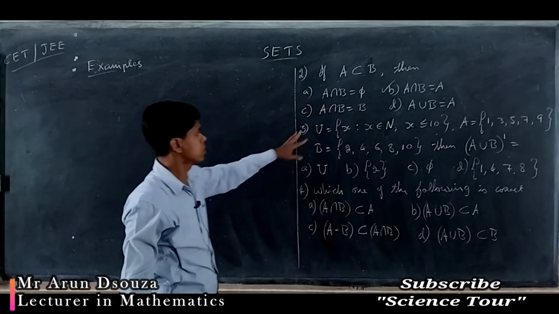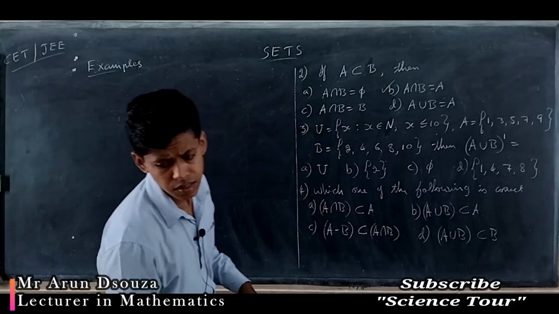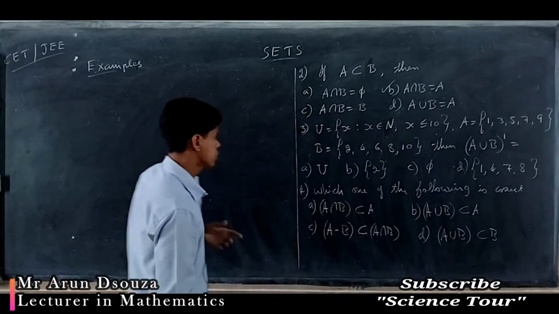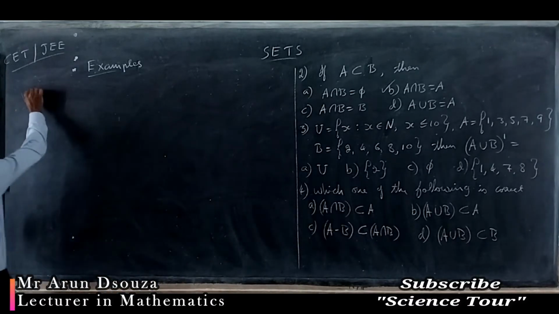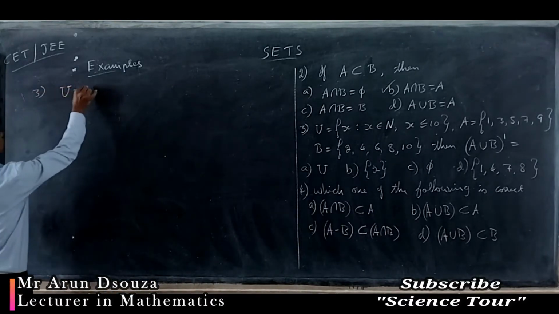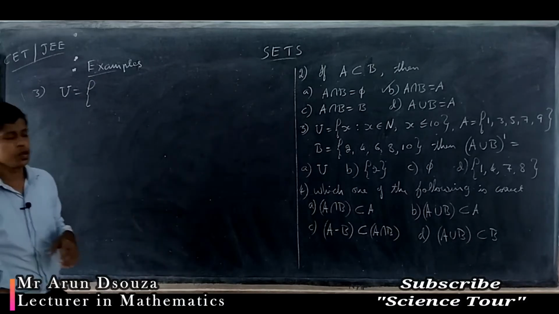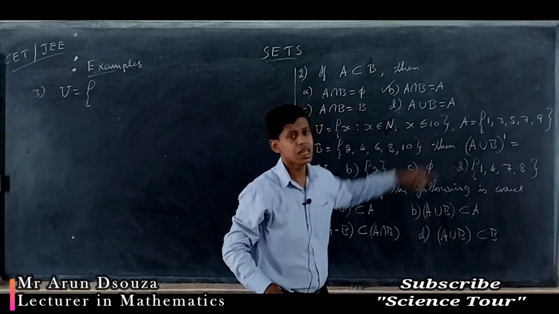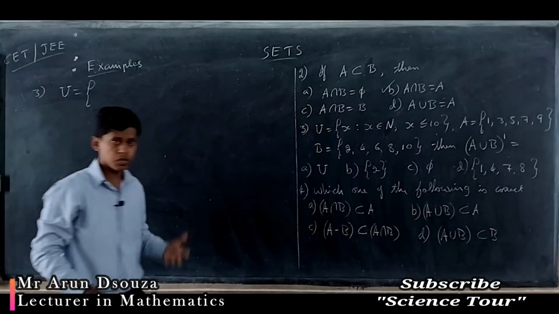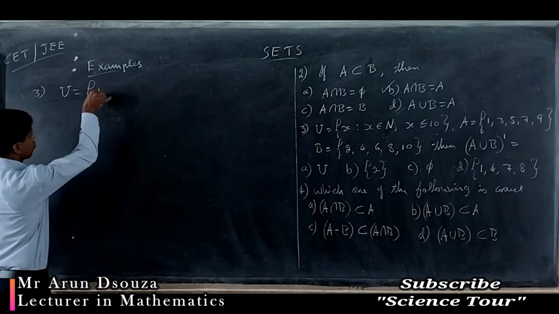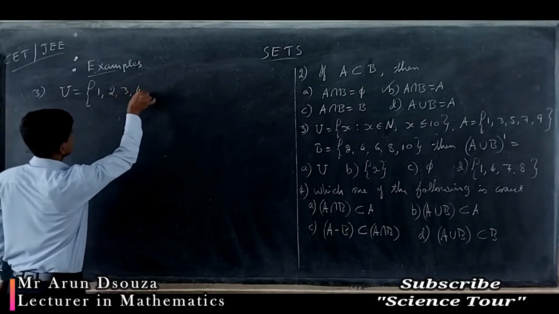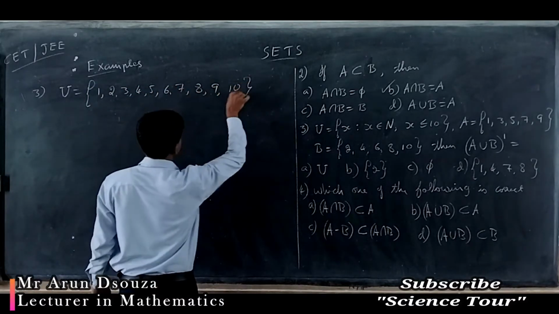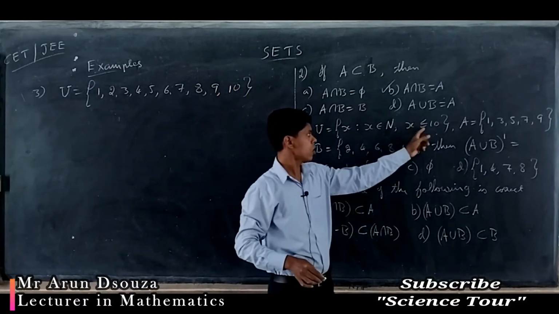The next question, the third one: you have a set given in set builder form. So let us write the roster form of it. It will make the job so much easier. Okay, so you have all the natural numbers but less than or equal to 10. Natural numbers are counting numbers beginning with 1. So 1, 2, 3, 4, 5, 6, 7, 8, 9 and even 10 is included because it is less than or equal.